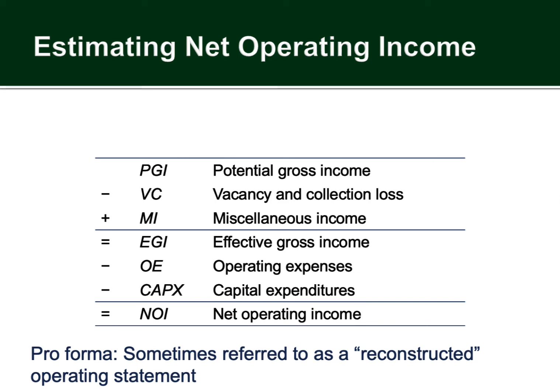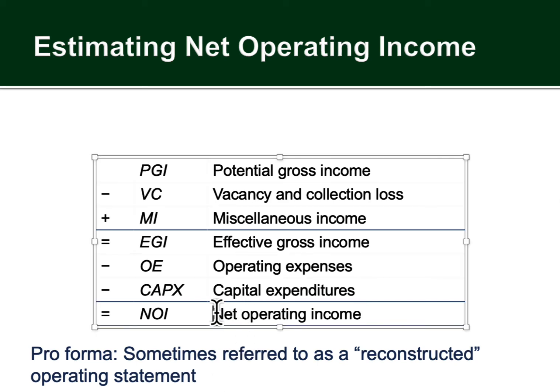But once we subtract out CapEx, what we're left with is net operating income, or NOI. It's the income from a year of operations after accounting for all operating expenses and required reserves or actual expenses from capital expenditure. At its core, NOI is how much money the property generates for its owner. We'll use this NOI figure in either the direct capitalization or the discounted cash flow method in order to get a property value.